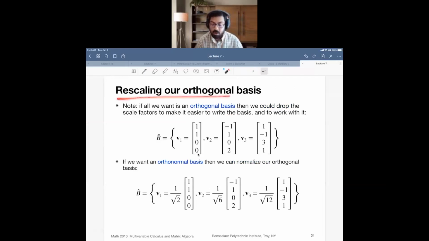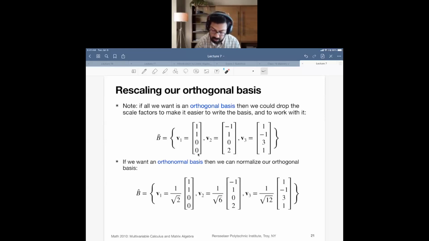Let's see. Rescaling our orthogonal basis. Let's suppose that we wanted an orthonormal basis. How would you construct an orthonormal basis? You've already gone to tilde of B, which is an orthogonal basis, with V1, V2, V3. You started with U's, you went to V's. So you started with a basis, you went to an orthogonal basis. How can you make it into an orthonormal basis? All you would need to do is normalize them by their norms. So you would divide V1 by the norm of V1, V2 by the norm of V2, V3 by the norm of V3, and you would get that.